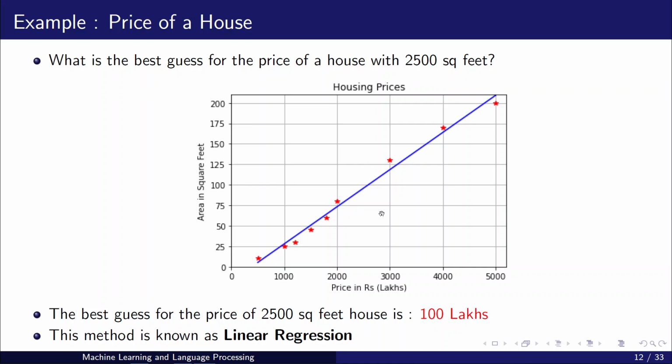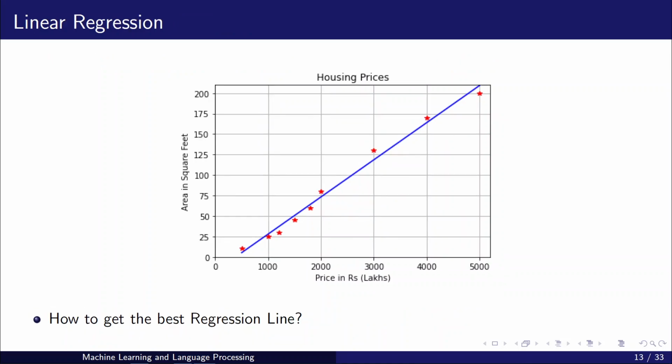So this sort of output can be obtained by this model. This method is known as linear regression. Linear regression always outputs some value. So this is a regression problem. Okay, so that was linear regression.